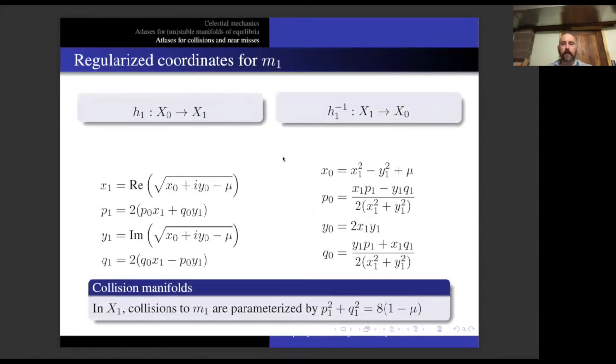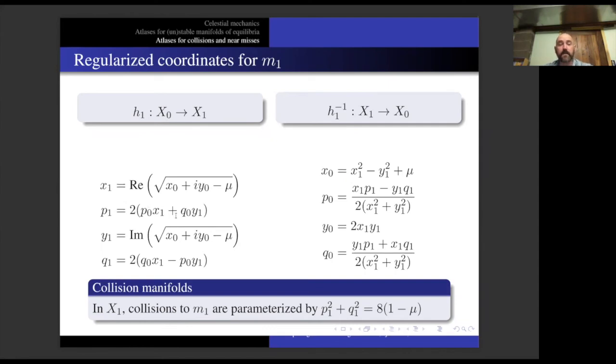So just to show what the maps look like, here's the coordinate map that takes you from standard coordinates over to the coordinates where the new vector field is no longer singular at the large primary. So here's the computations that you do. I won't go into detail about where this is derived. Again, this is kind of classical. I didn't invent this.